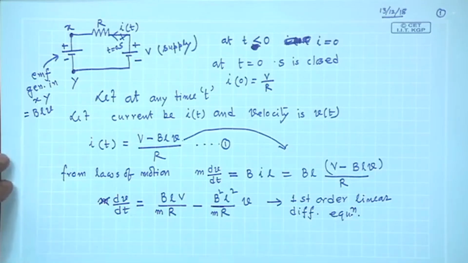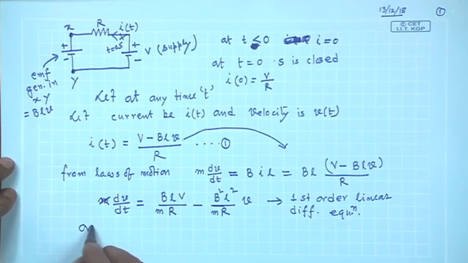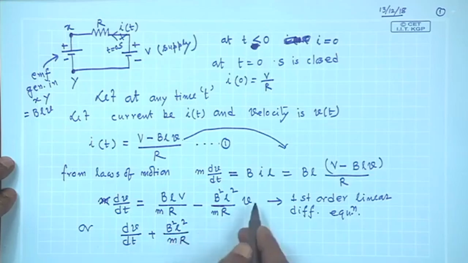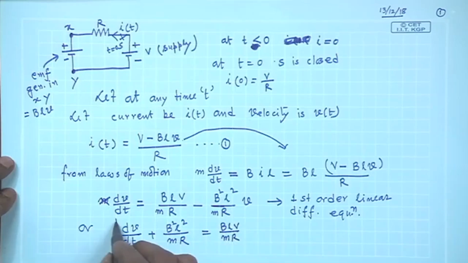So, how to solve it? I will write it this way: dv/dt plus B square L square by m R into v is equal to B L V by m R. This is the equation.